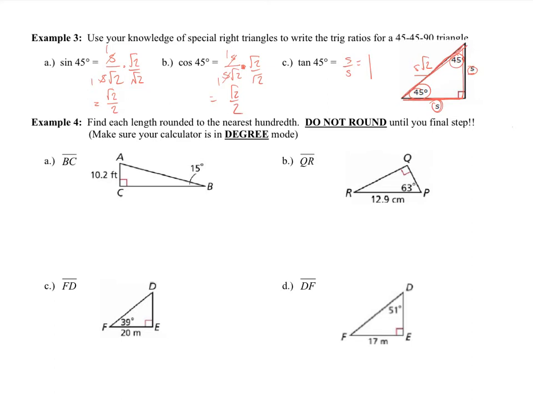find each length rounded to the nearest hundredths. And my suggestion here is do not round until your final step. Make sure your calculator is in degree mode if you're using either a scientific calculator or a TI. So for the next one, part A here, I would like to find the length of BC.